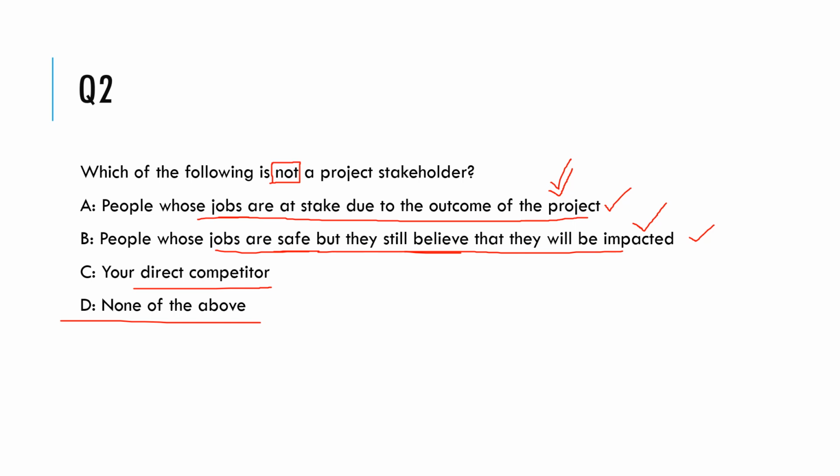Option C is your direct competitor. Of course, your direct competitor is a stakeholder in your project. If you answered C, you have to go back to the second link that I spoke of earlier. So your direct competitor is definitely a stakeholder because your direct competitor is someone who gets impacted by your project or at least believes to get impacted by your project, right? So all these three A, B, C are stakeholders of your project. The correct answer to this question is D, none of the above.